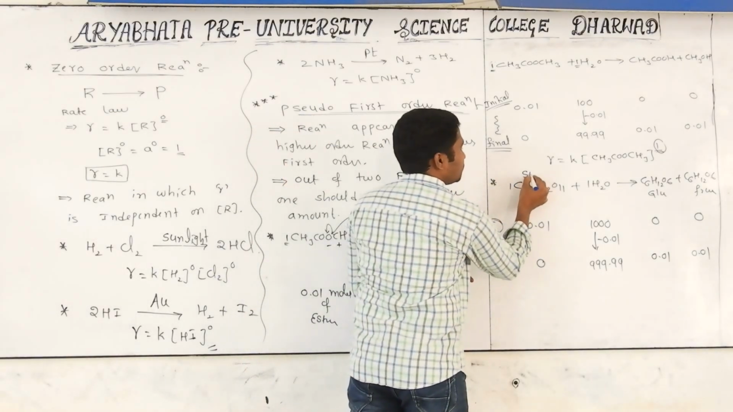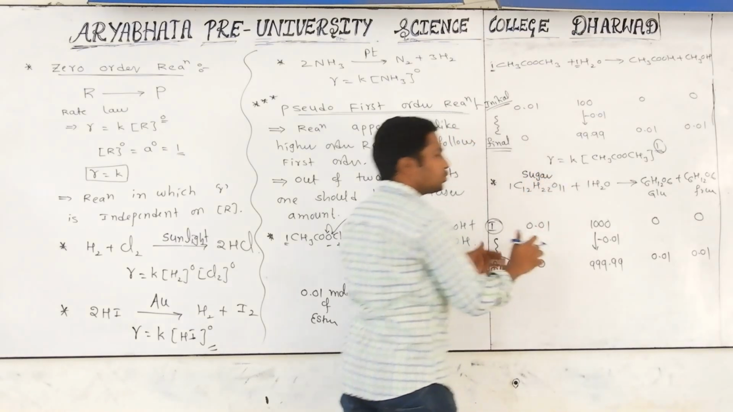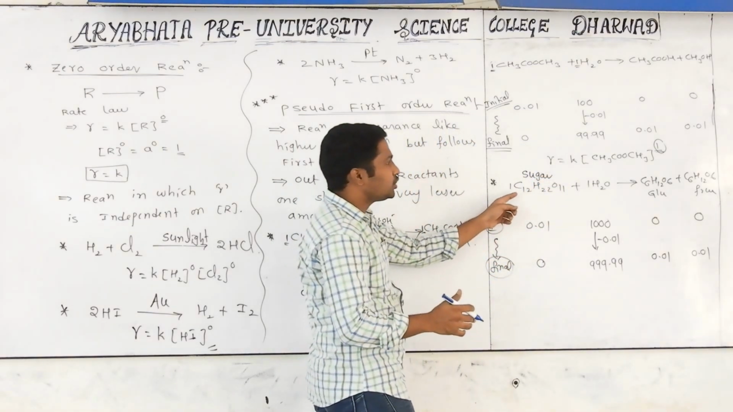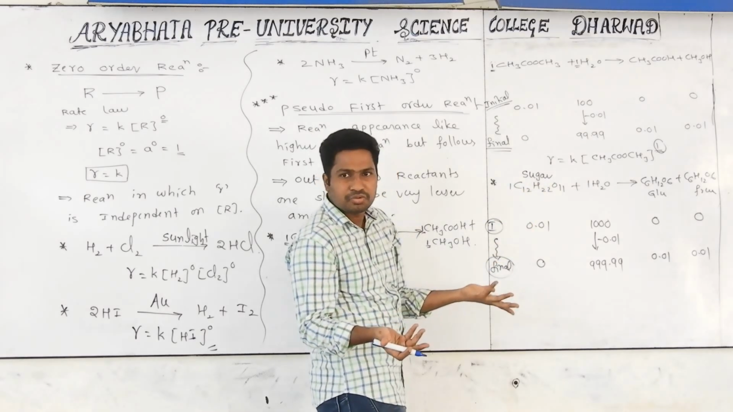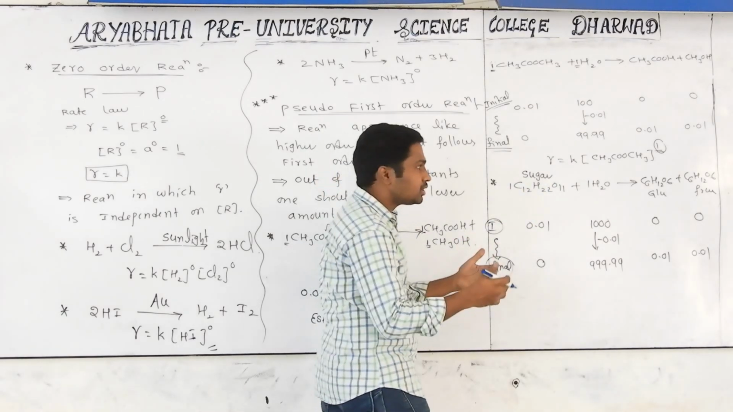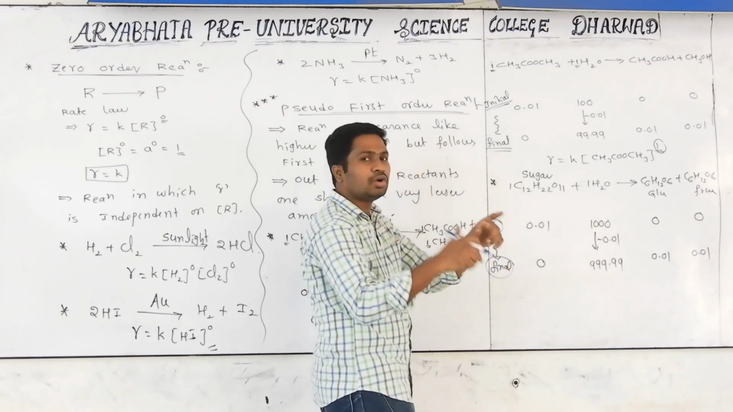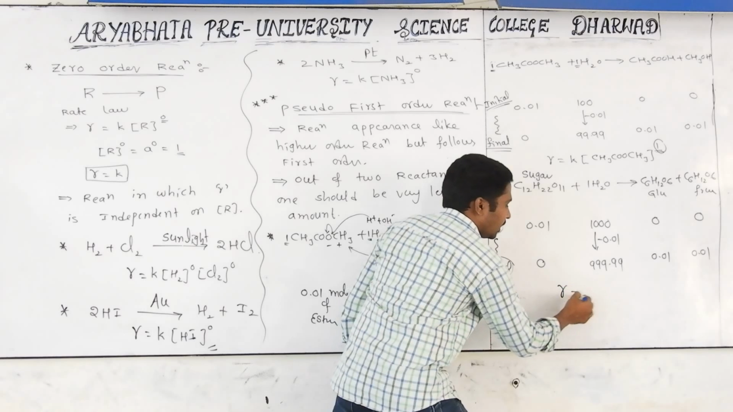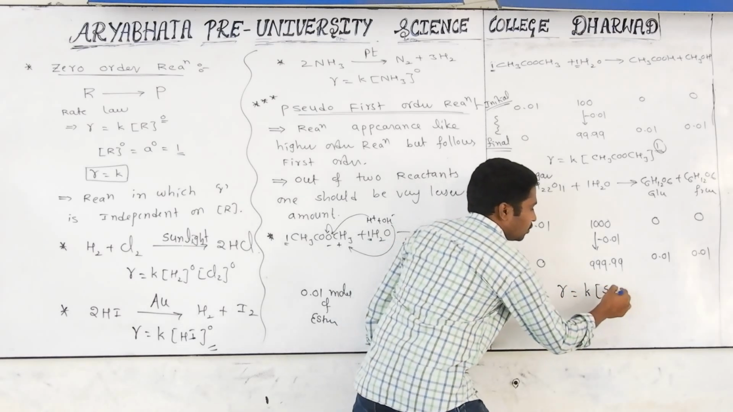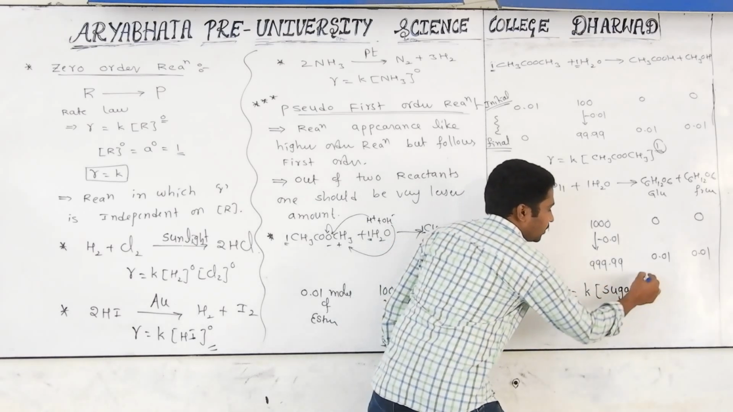If there is no sugar, what happens there? Is the total speed of the reaction controlled by sugar, or water, or both? Only sugar. Why? Because if there is no sugar, there is no reaction. That's why, even though two reactants are there, the whole reaction speed is controlled by only sugar. So that's why r equals k into the concentration of sugar to the power 1.